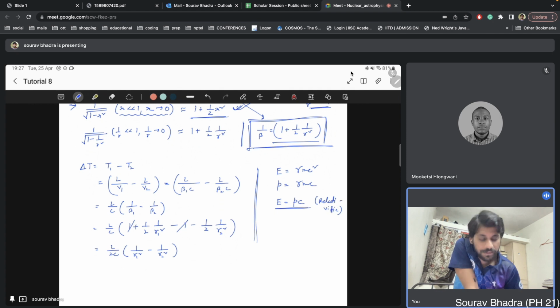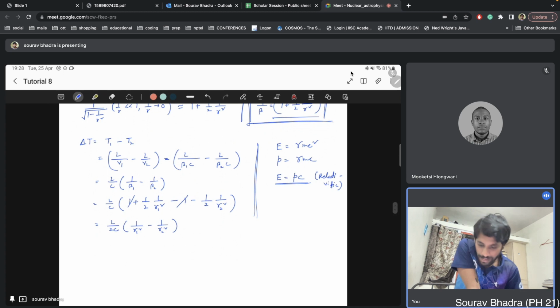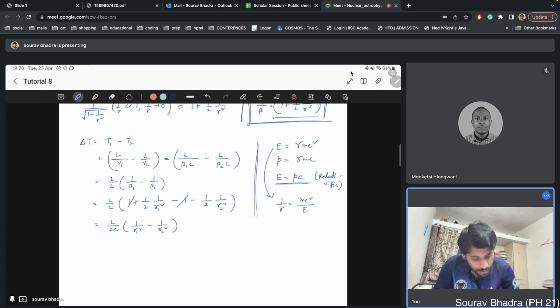Okay, for the relativistic limit it holds. So you can write that, just a second, yes, that it is correct. So what we can write, okay, so we will use this particular thing, that 1 by gamma is mc square by E, and we will put that here, L by 2c.